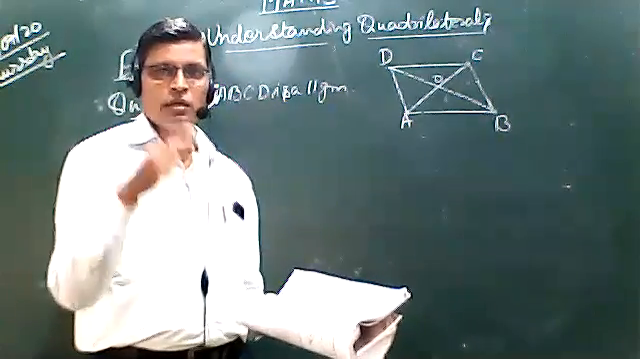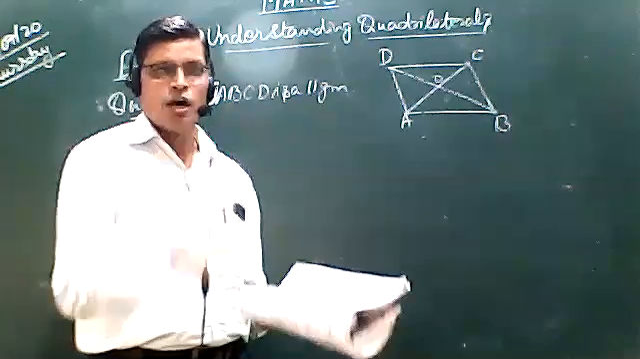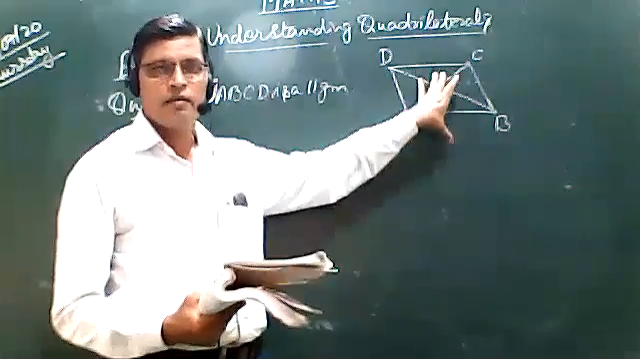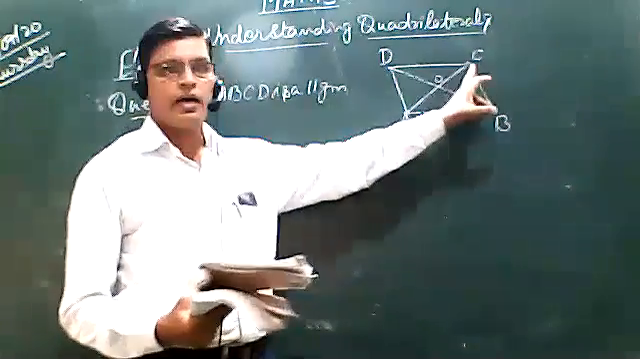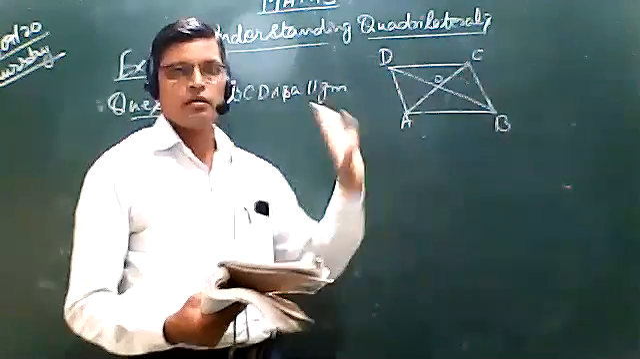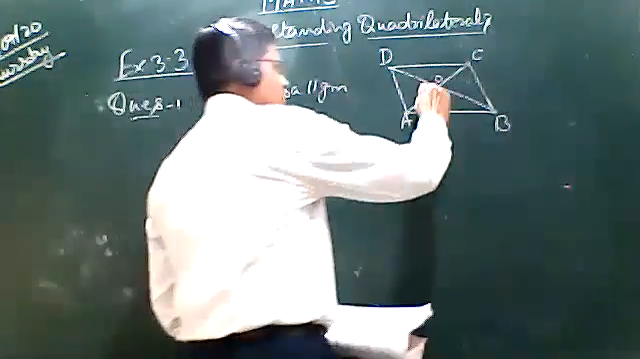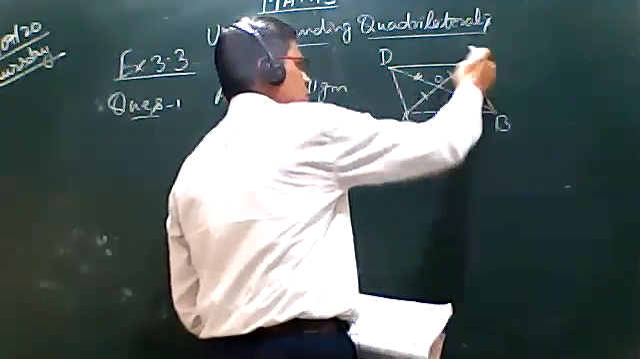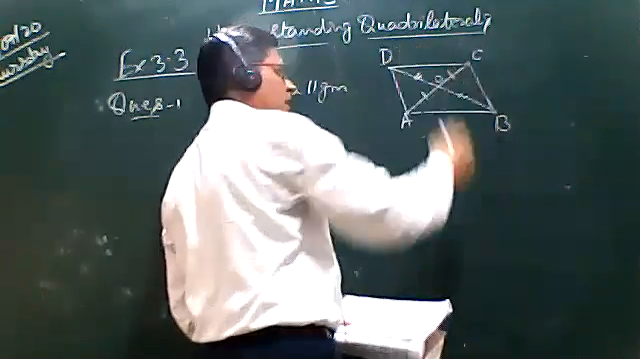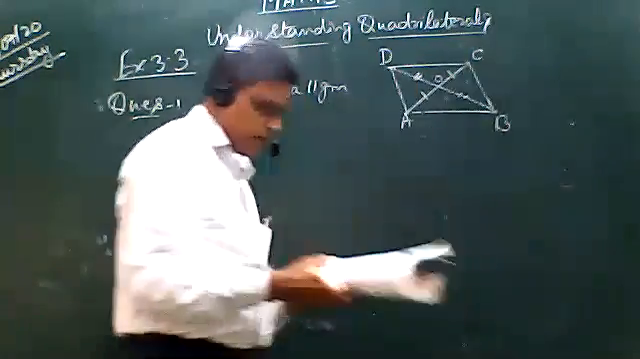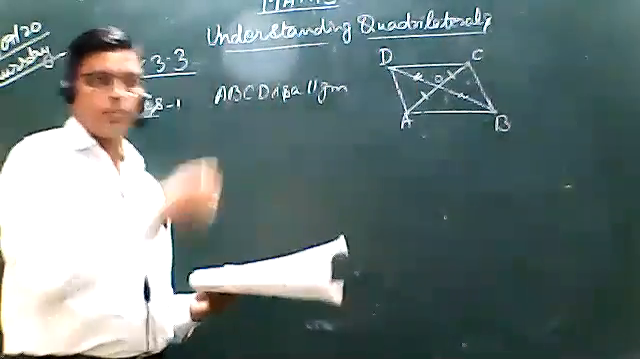By the definition of the parallelogram, the opposite sides are equal and parallel, the opposite angles are also equal, and the diagonals bisect each other. That means OA is equal to OC, OB is equal to OD, AB is equal to CD, and AD is equal to BC. Now we apply this property.